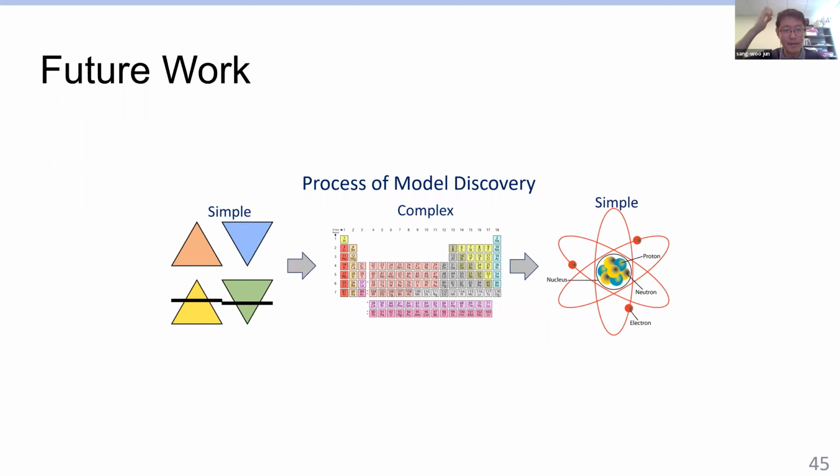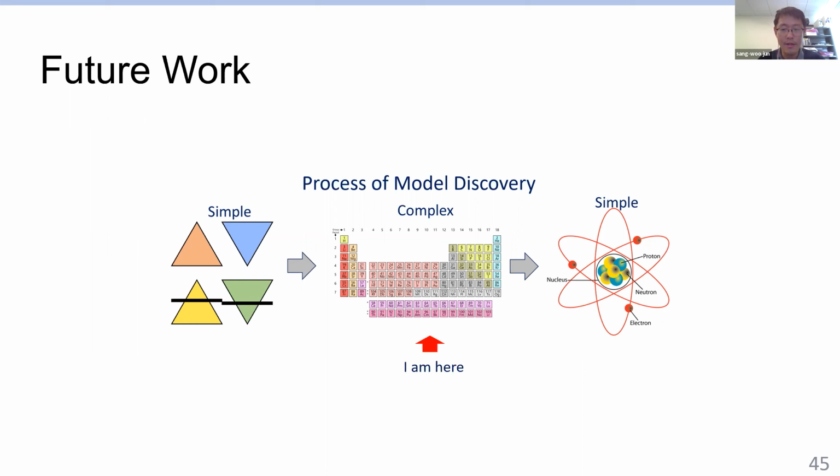If you take a step back and look at the process of model discovery in science, typically people start with a very simple model of understanding nature. For example, on the leftmost side, these are symbols for fire, water, earth, and wind, I think. And after a while, people discover there are such things as elements, and they build the complicated table of periodic elements. After which, based on our understanding of the complex system, we were able to come up with a simpler abstraction of atoms and electrons.